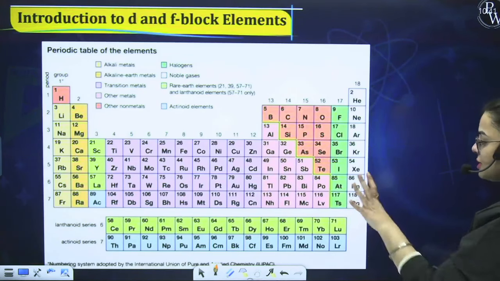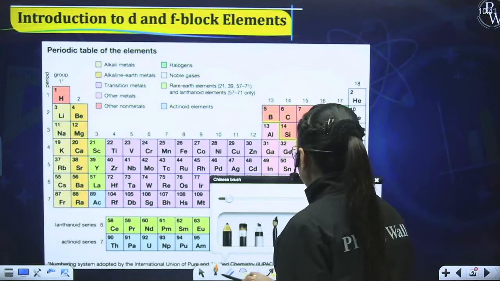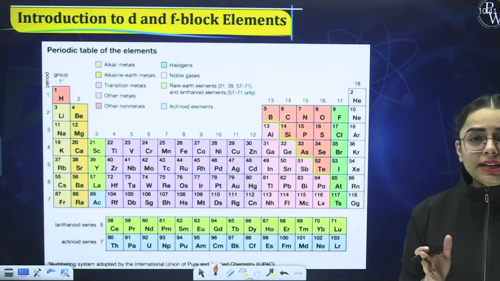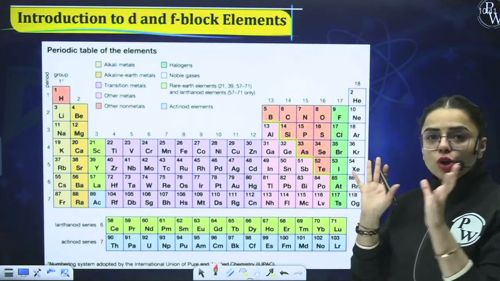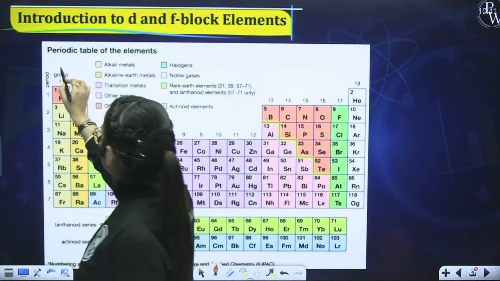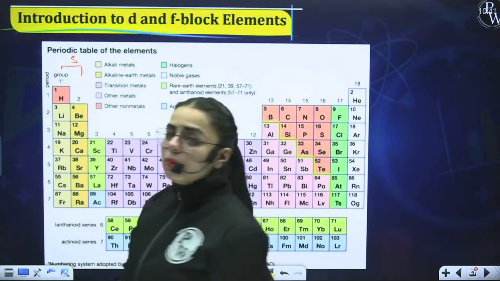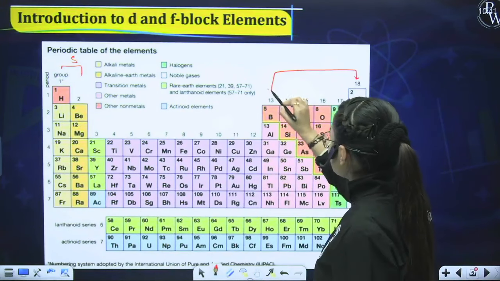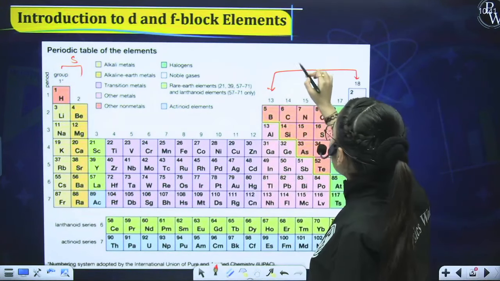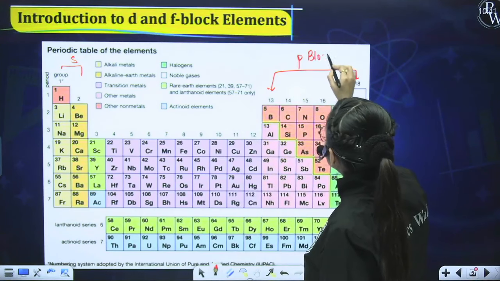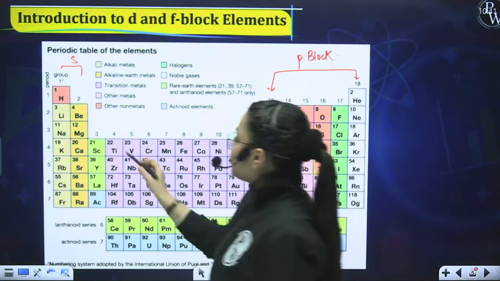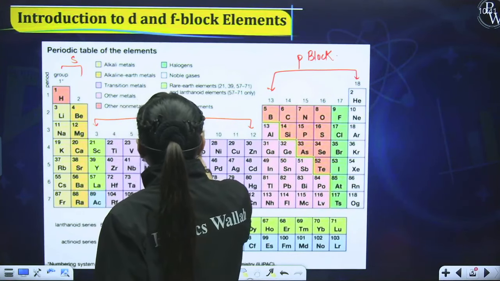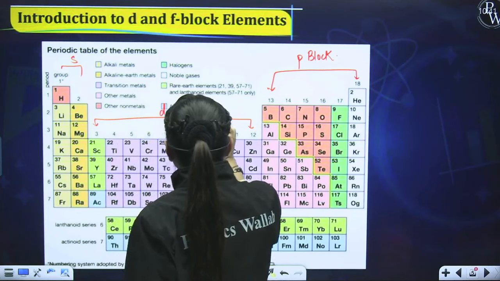First of all, let us see over here. If I show you the periodic table, as you can see in this particular periodic table, let me tell you which are the D block elements. These are your S block elements, group number 1 and group number 2. Now from group number 13 to group number 18, which you started in your previous chapter, they are P block elements. Now, from group number 3 to group number 12, all the elements are referred to as D block elements.